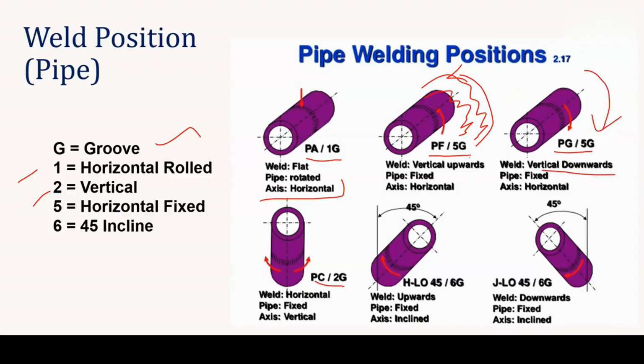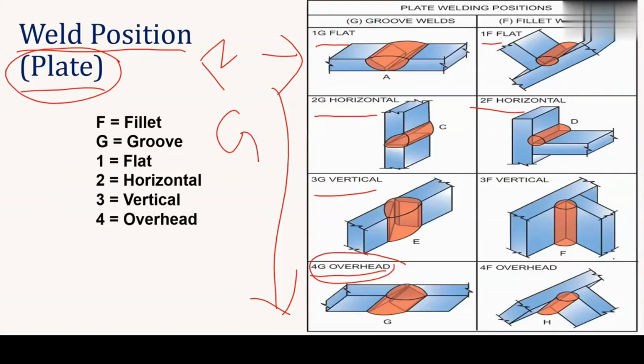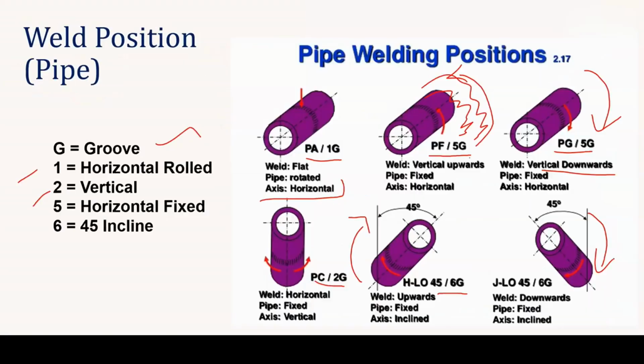Okay, if you are using 6G, it's nothing but the pipe is tilted to 45 degrees. So the welding will be upward, that means it will start here and it will end here. If it is a J elbow, it is directly opposite to this position, so it starts here and welds here. So these are the different weld positions. Generally we will have either a pipe application or a plate application. So it will be used like this. So these are the different welding positions.